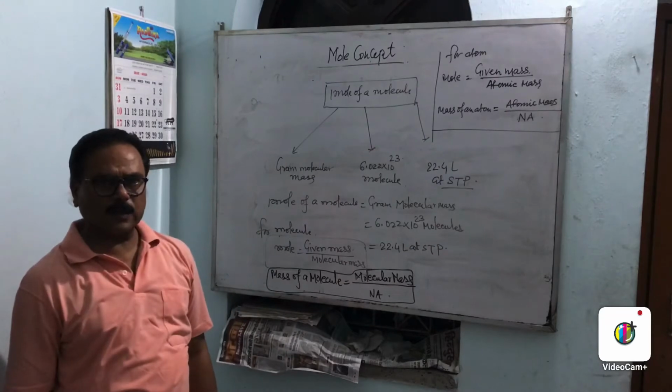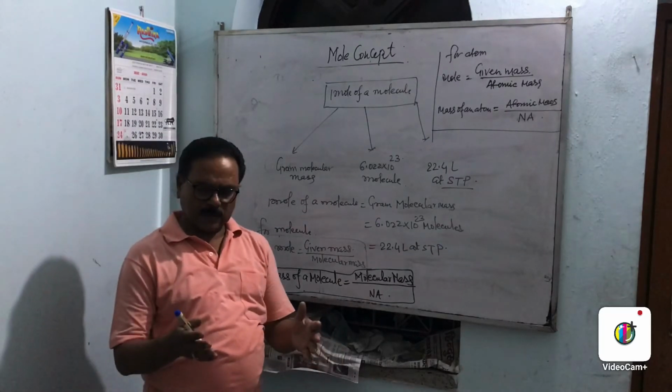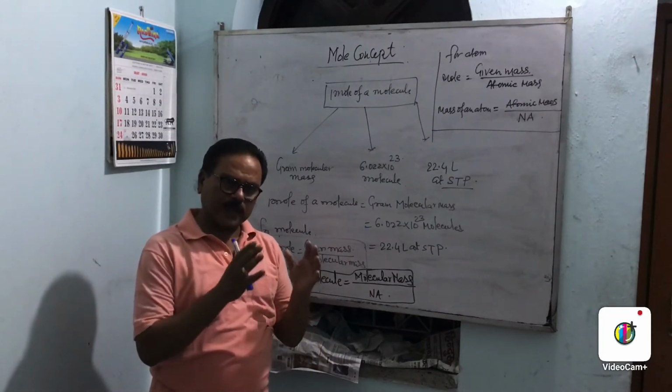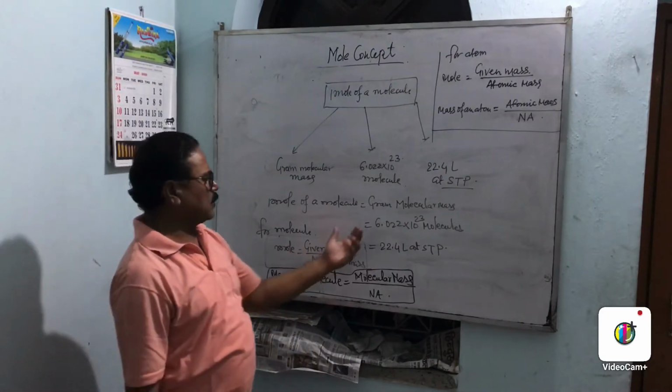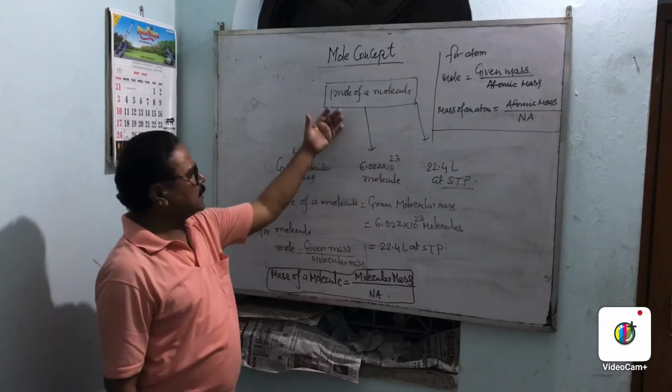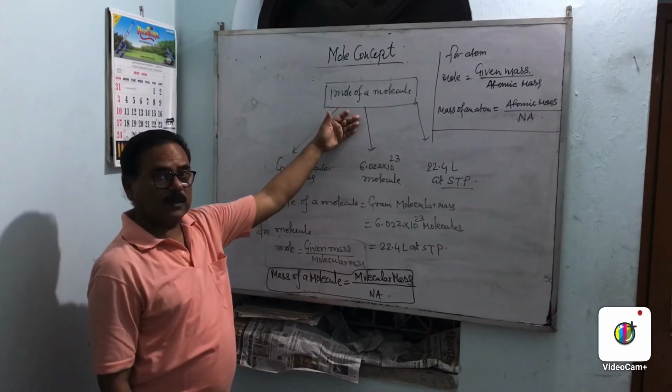It was in class 9th. So by adding the atomic mass of respective atoms, we are able to calculate the molecular mass. Let us see a problem. So this is the earlier concept that you learned in class 9th.